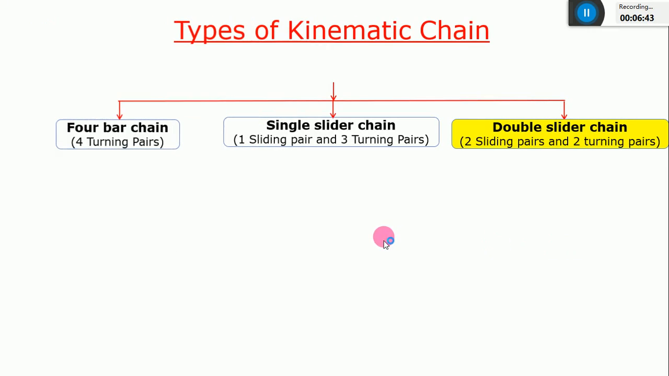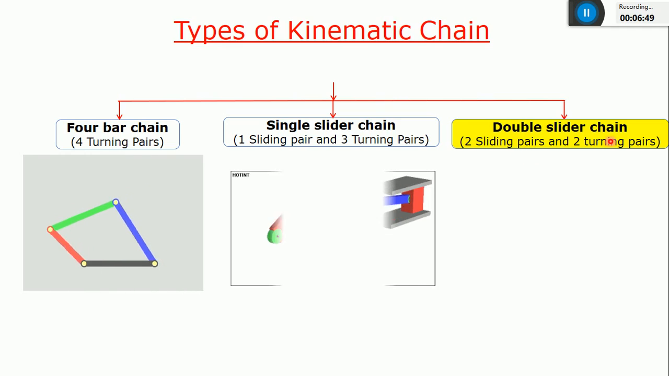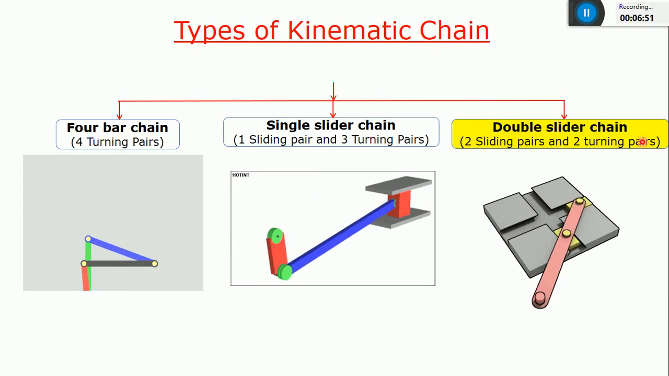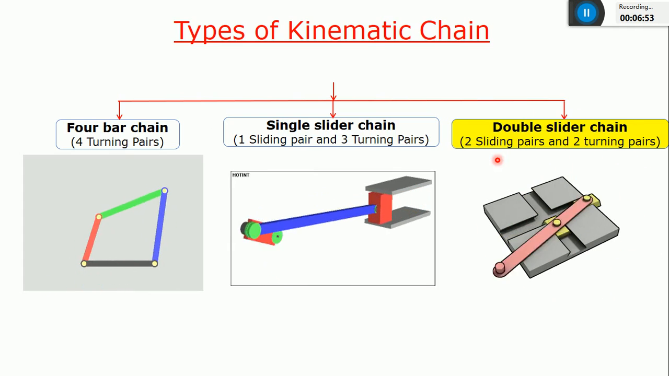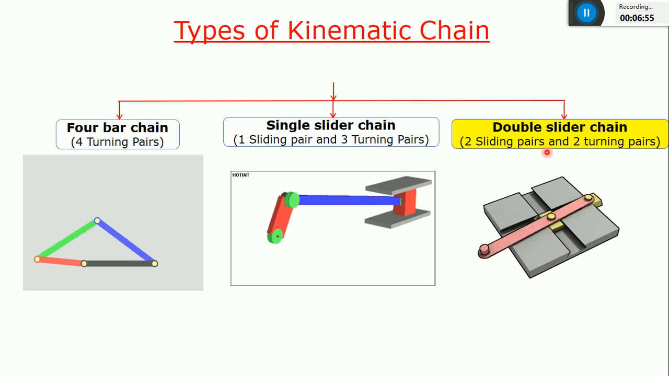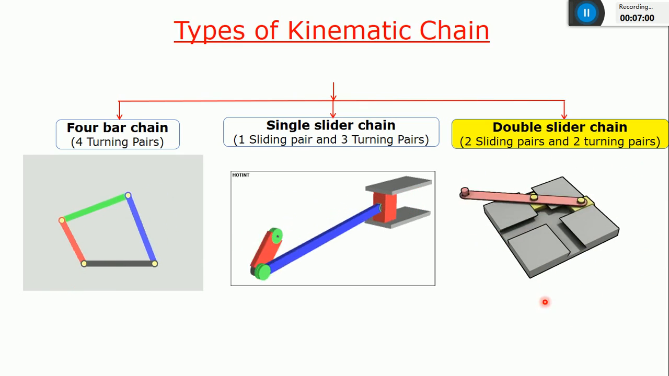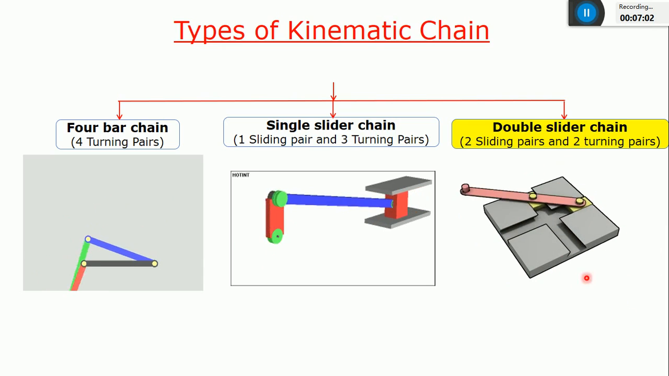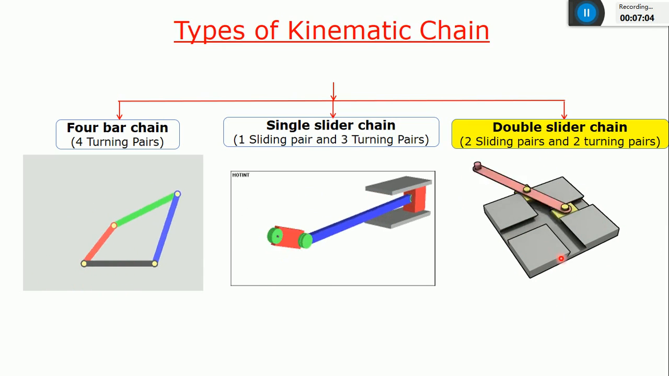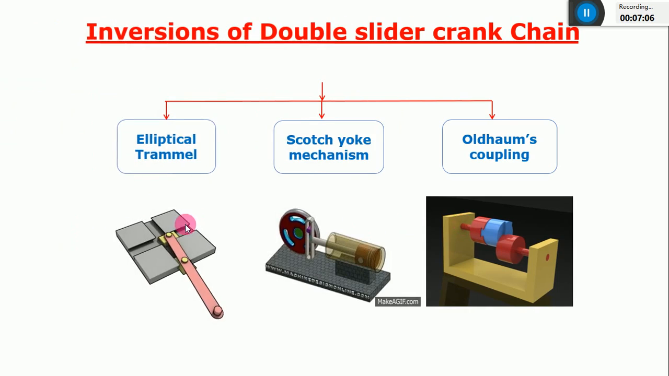Correct. And in today's class, let me start with the last one, that is a double slider chain. You can see this one. This double slider has two sliding pairs, both the pistons or both the sliders, and two turning pairs. It also has four kinematic links, and this double slider chain has three modifications. Those modifications are called inversions, or you can say types of double slider crank chain.